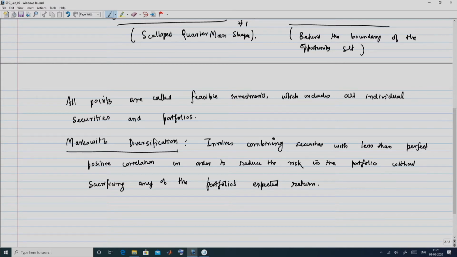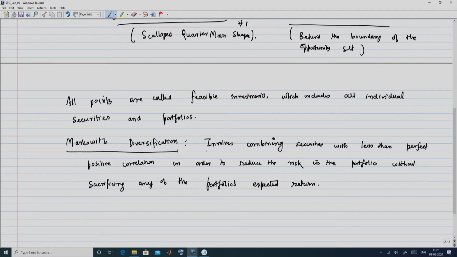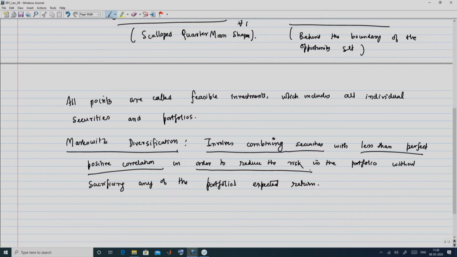So, just to give greater clarity to this statement, what is the essence of Markowitz diversification? It means that you are combining securities, that means you are creating portfolios out of assets with less than perfect positive correlation. In order to attain the benefits of diversification in the sense of Markowitz diversification, you need to create a portfolio picking up assets whose returns have a correlation that is less than perfect, that means the correlation coefficient of returns being strictly less than 1. And this is done in order to achieve a reduction in the risk of the overall portfolio, while retaining the expected return of the portfolio.